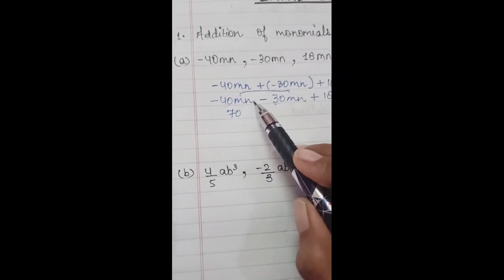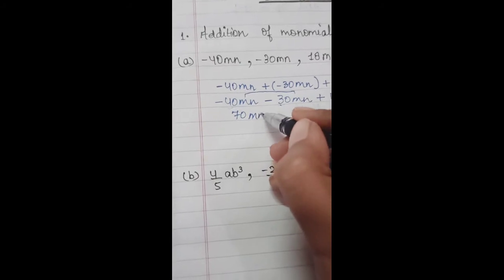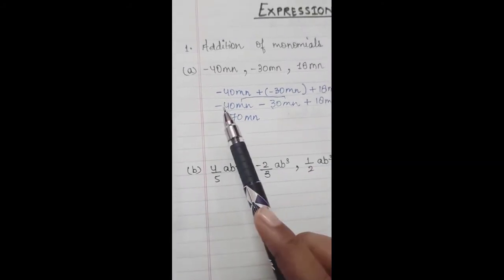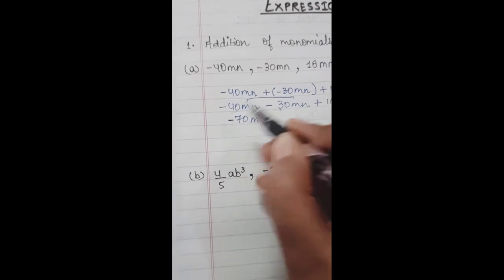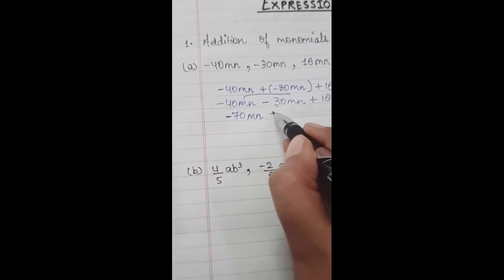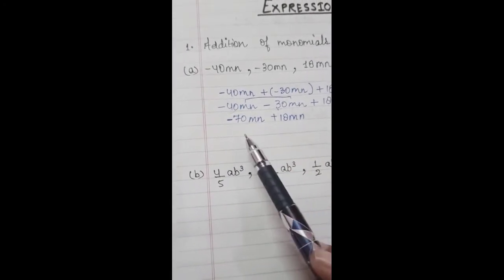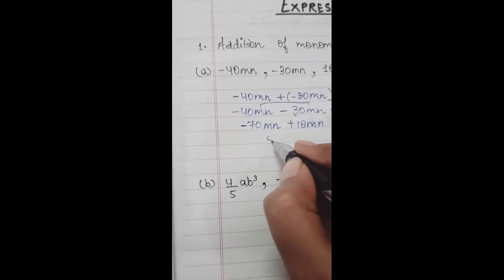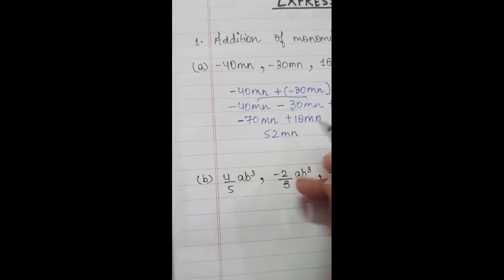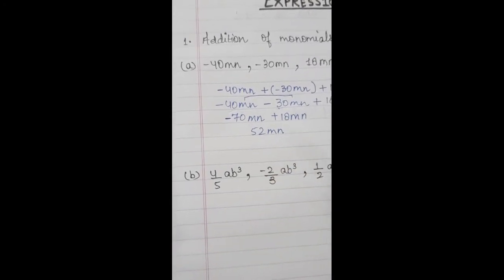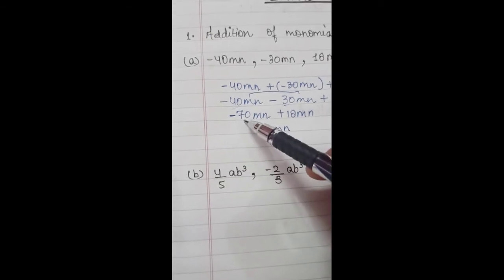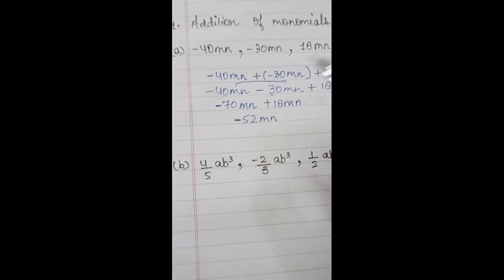Now we write this variable here. Now the sign, we'll write the sign here minus, then plus 18 mn. Now we have minus and plus here, so we subtract 70 and 18. So we get here 52 mn, and we put the sign of the bigger number. Here the bigger number is 70 and the sign of 70 is minus. So we put a negative sign here.